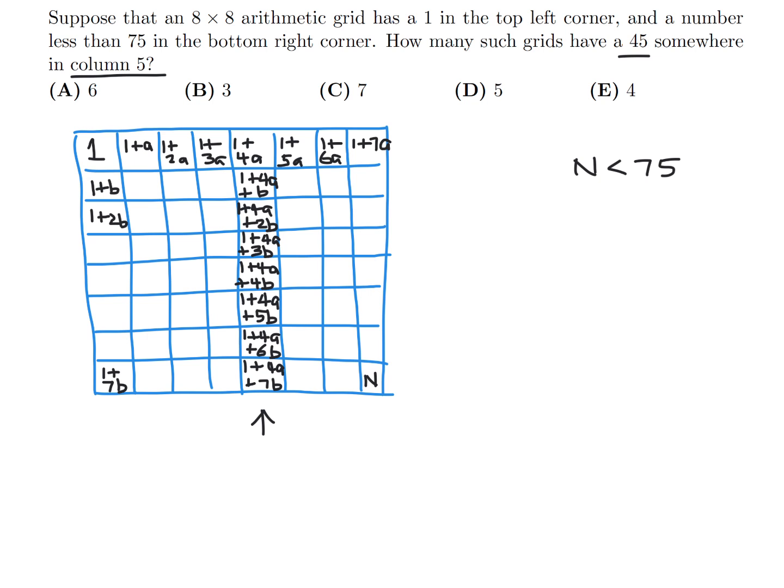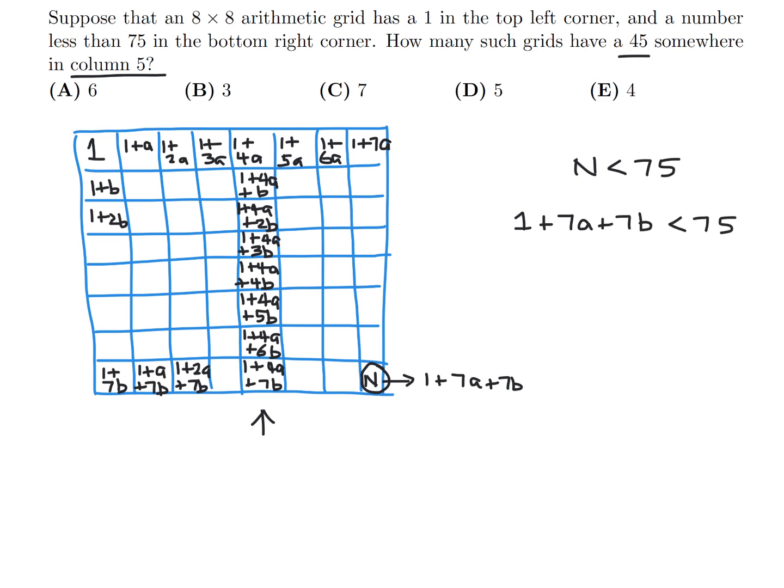This would be, let me think about this. 1 plus a plus 7b. 1 plus 2a plus 7b. 1 plus 3a plus 7b. 1 plus 4a plus 7b. 5a, 6a, 7a. So this is going to be 1 plus 7a plus 7b. Yeah, I think that's the n, this guy. Okay, so 1 plus 7a plus 7b is n, and that's less than 75.